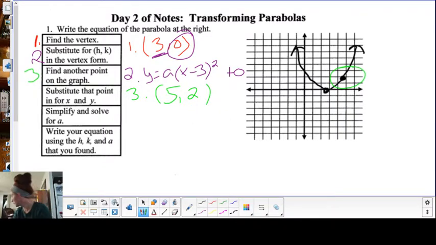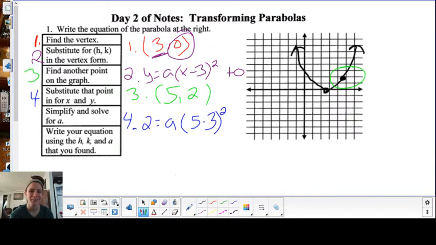Step 4 is to substitute my point in for x and y. And when I say substitute it, I'm going to substitute it in step 2. So where I have that equation in step number 2, where I see y, I'm going to put a 2. I don't know a. My x is 5. And I don't really have to add 0 because what's 0 plus anything? Alright, it's just itself.